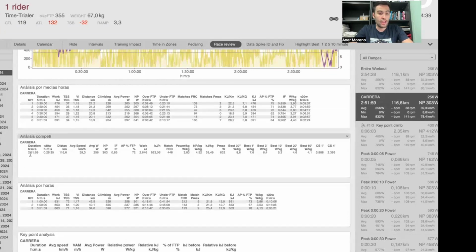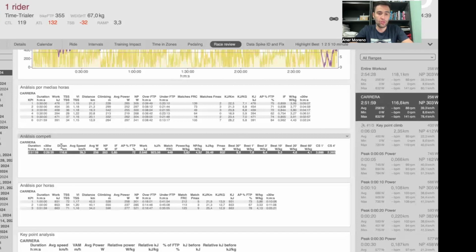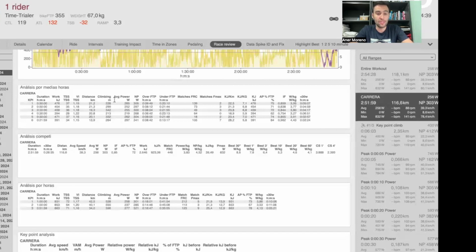Also here I have the analysis of the whole race. This is also data shown in the analysis before, but here I have included the Pmax of the race, the best 30 seconds, best minute, best 3 minutes, 10 minutes, 20, 30, 60 best minutes, and also compound the score of 1 and 4 minutes. This is also important because, as Peter Leo said, this is a predictor of the final result of the race.